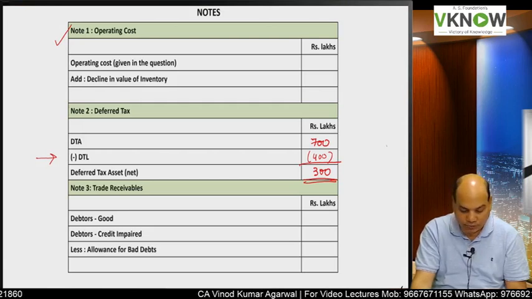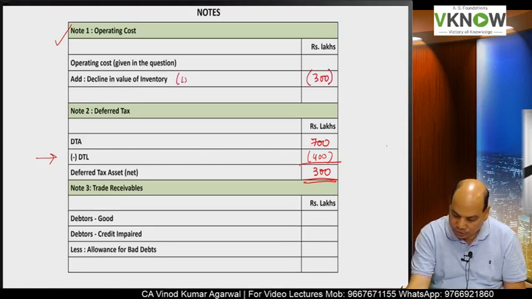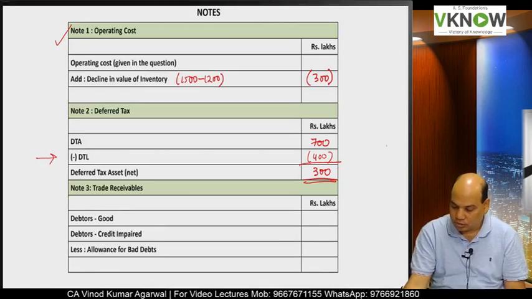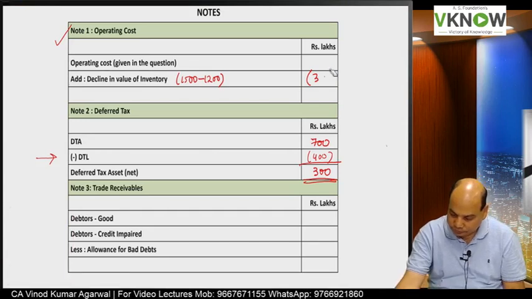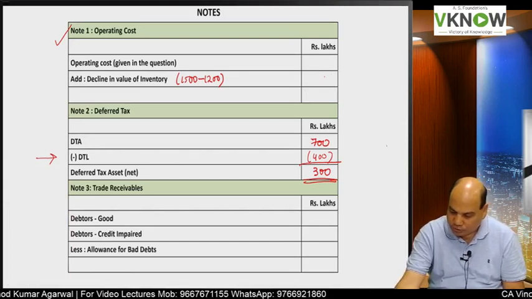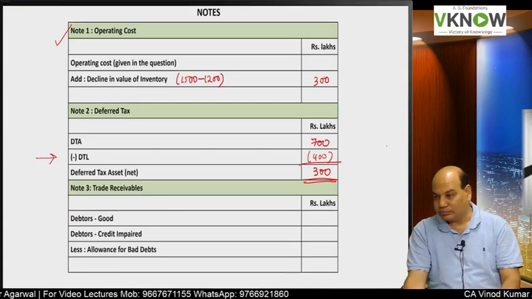So decline in inventory, how much? 300. 1500 minus 1200. Sorry, wait. It will increase. Operating cost will increase because closing stock is reduced. So we'll add it. It's written also add.